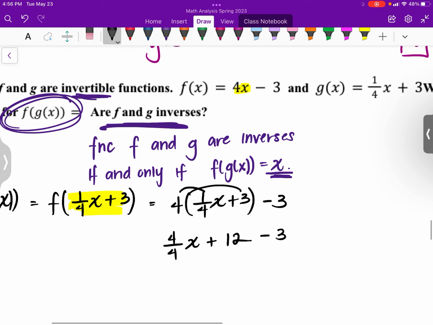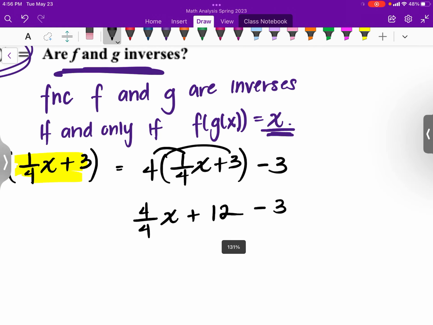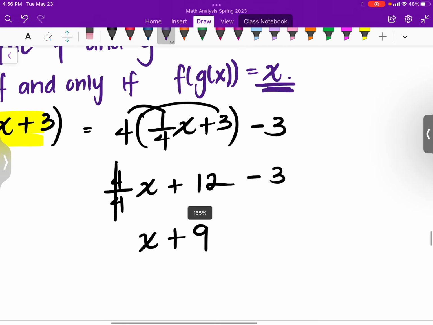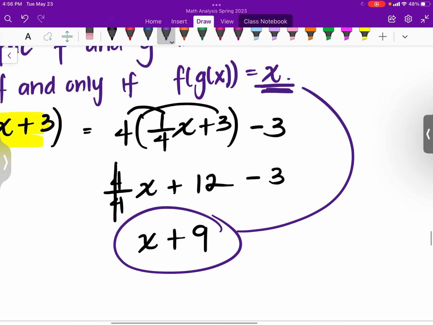Okay, let me just double check that. Okay, plus 3. Okay. So from there, x, because this cancels, plus 9. Our result in this case needs to be an x. Needs to be an x.